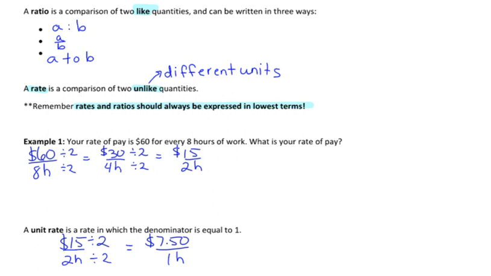And we can always write that. So the unit rate is $7.50 per, that's your slash, per hour. That's how we'll show our rate. Again, we would never say per 2 hours, so simplify it down so that our denominator is equal to 1 for a unit rate.